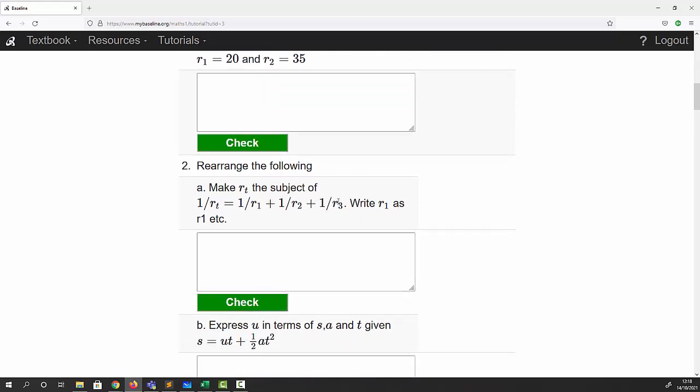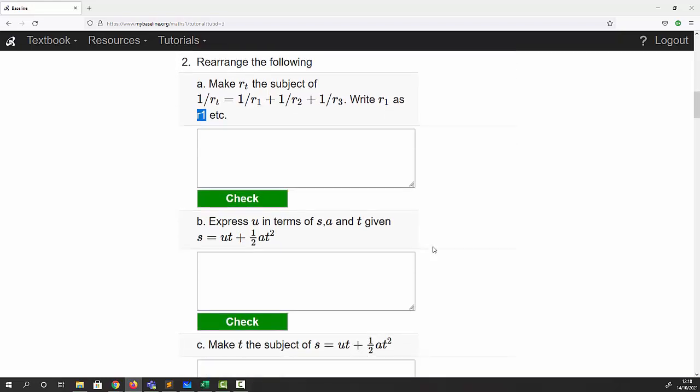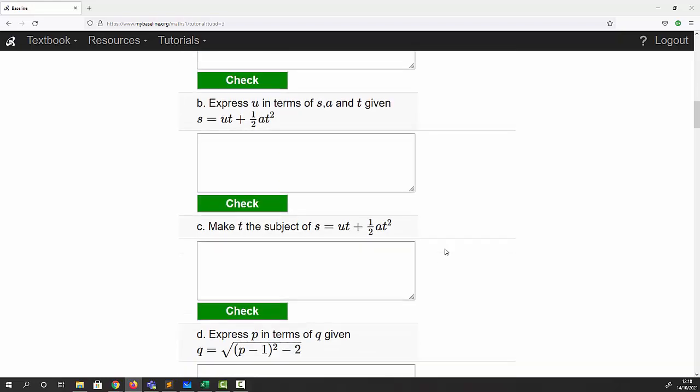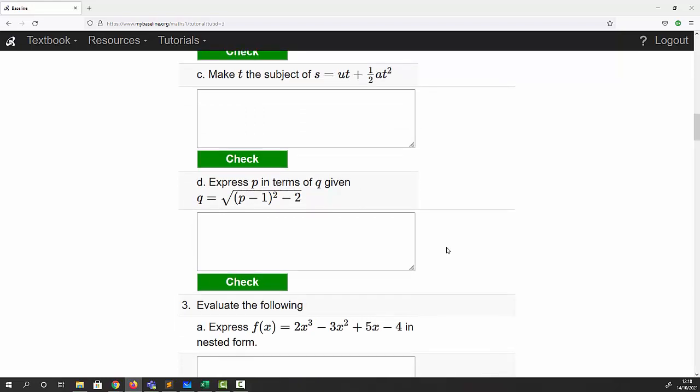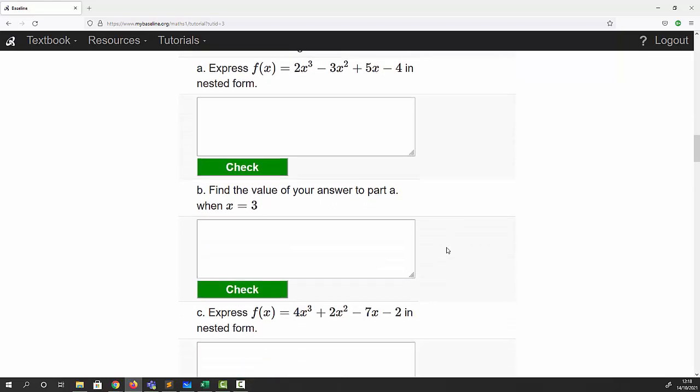Right, question 2, we are moving objects around, and so for R1, R2, you'd write R1 as R1, etc. So baseline will understand that when you write R1, you actually mean R subscript 1. Okay, and yeah, so the rest of this, it's sort of just algebraic manipulation. I think we're okay with that.